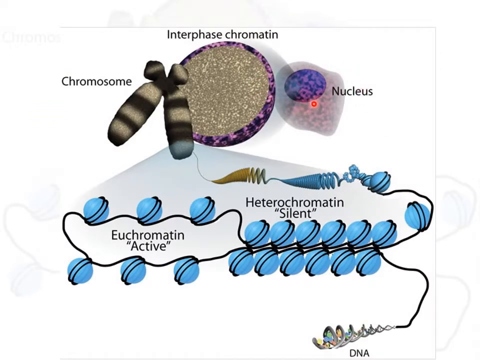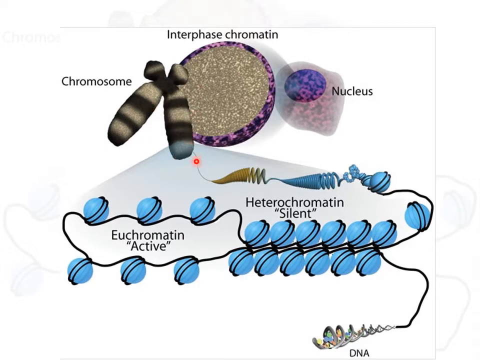This is a cell which has a nucleus. A cross section of this shows the interphase chromatin. Here the single chromosome appears to have lighter regions and darker regions or darker bands. The lighter regions are called euchromatin and the dark regions are called heterochromatin.